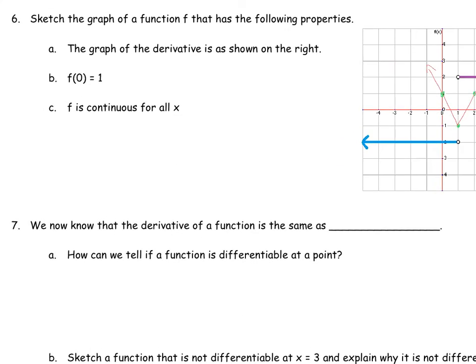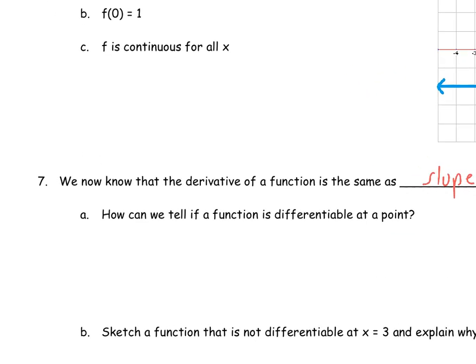Number 7, we now know that the derivative of the function is the same as slope. Slope at a point, to be more specific, but it is slope. How can we tell if a function is differentiable at a point? You have to have the same slope from both sides. I think we've hit on this a little bit in class at this point. To be differentiable means a tangent line exists, but you can't draw a tangent line at a point where the slope is different from both sides. So how can I draw a single line here that matches this slope and this slope? Well, it's not possible, because a line only has one slope, and this has two different slopes from both sides of this point right here. That's called a corner, and at a corner, a function is not differentiable.